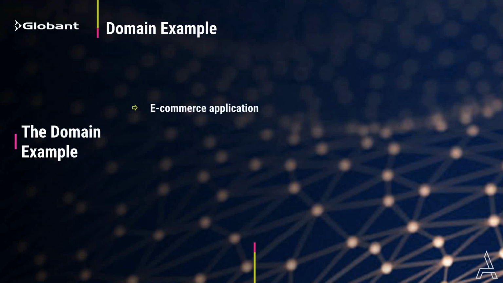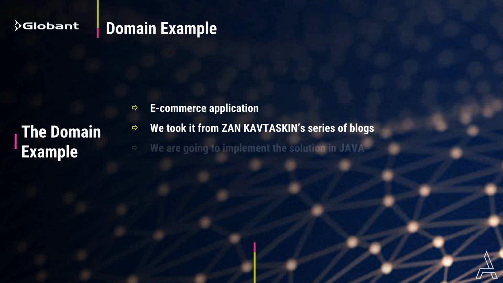The domain we are going to use is a simple e-commerce application. Yes, the classic e-commerce application with products, shopping carts, and purchase orders. The domain example is taken from Sam Kaptaskin's series of blogs. In these blogs, Sam uses this domain to explain DDD. There you can check the entire list of requirements and a detailed explanation of a solution written in C#.